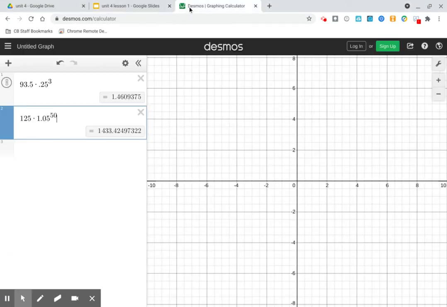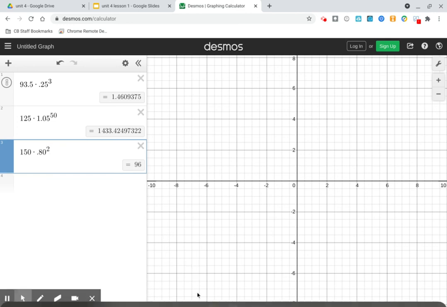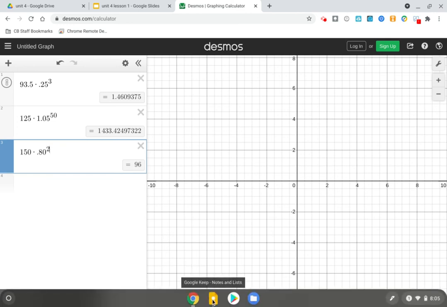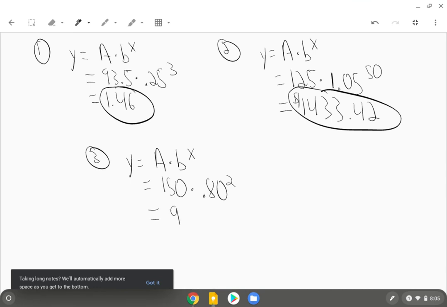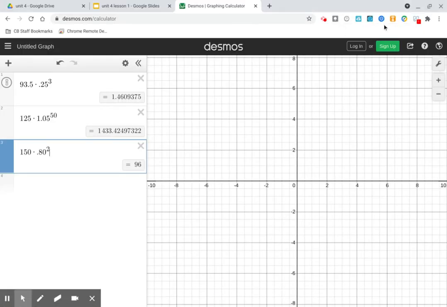150 times 0.80 to the power of 2, and we get a value of 96. So the length would be 96 millimeters there. Okay, and that is it for Unit 4, Lesson 1.